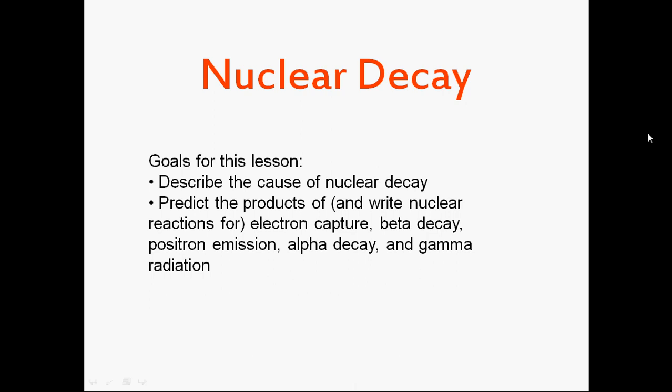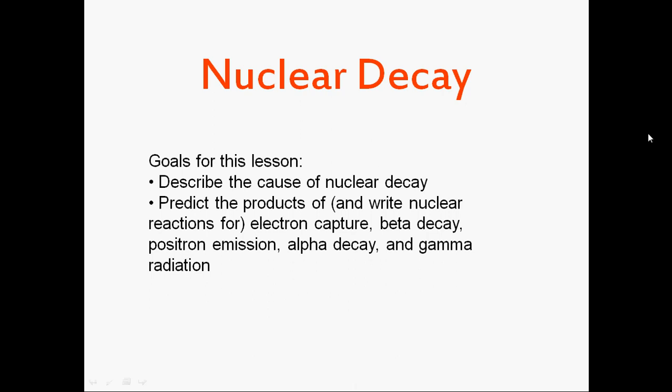First, talk about what nuclear decay is and what causes it to happen. And then second, look at the 5 different types of nuclear decay and identify what products are produced from those different types of decay and write balanced equations for each of those different types of nuclear decay.